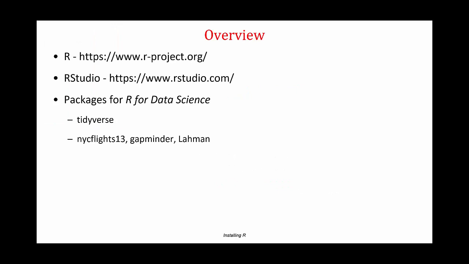So for the overview, we're going to install three basic things. We're going to go through three basic steps. The first step is the base R package, which you can see the website that I'm going to go to here. The second is to install the RStudio integrated development environment. And the third is to install a set of packages, four packages in particular, that we will use that are from the textbook R for Data Science, which is our basic course textbook for the semester. So let's get started with the R installation.